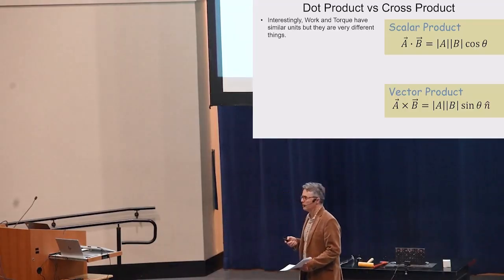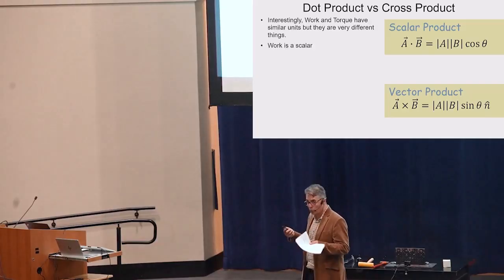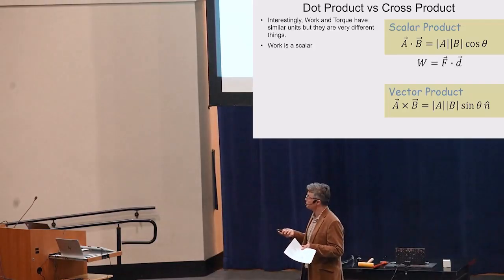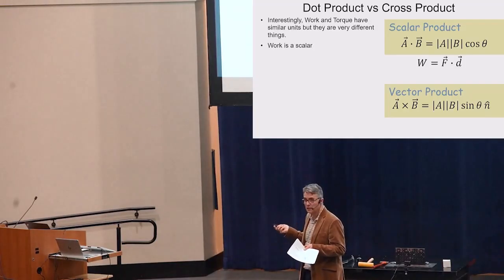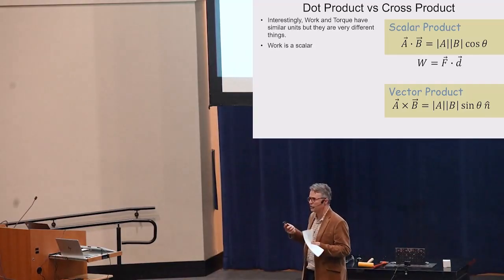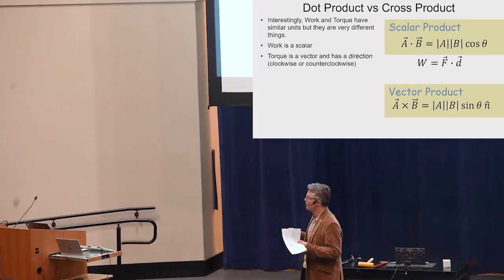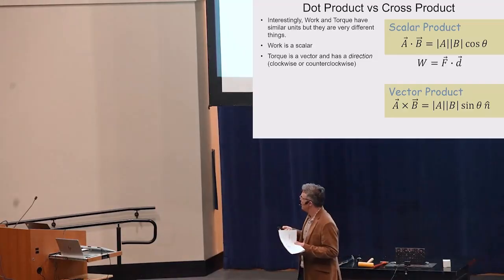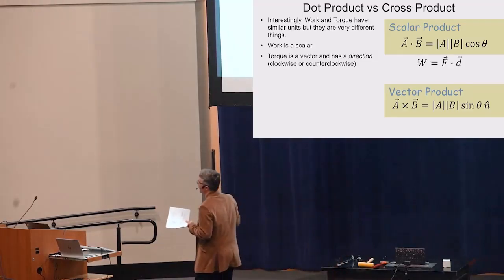It's just a coincidence, really, that they have the same units, I think. So work, for example, is a scalar, F dot D. It could be negative, I guess, but it doesn't have any kind of directional sense to it at all. But torque does have a direction.